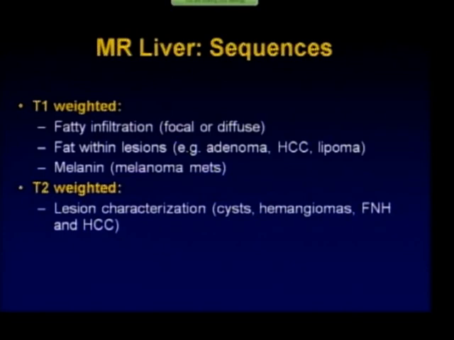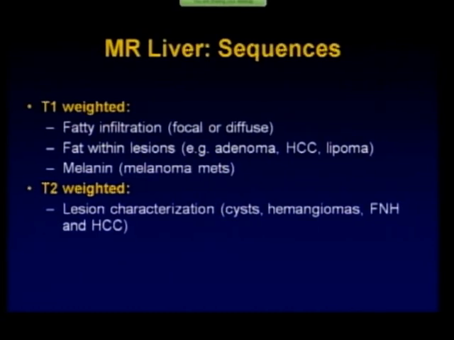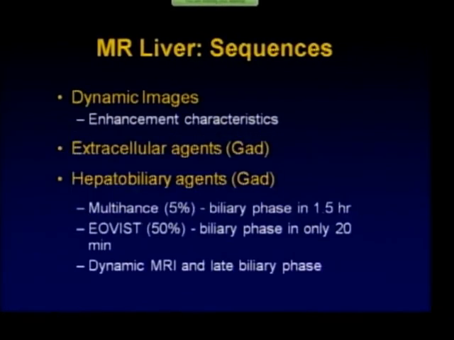Fat within lesions can be assessed, and lesions that contain fat are commonly adenoma, HCC, and rarely lipoma. Melanin or melanin metastasis can also be assessed because they have high signal intensity on T1 weighted images. On T2 weighted images, again, it assists us with lesion characterization for cysts, hemangiomas, FNH, and HCC. Dynamic images are done for enhancement characteristics.